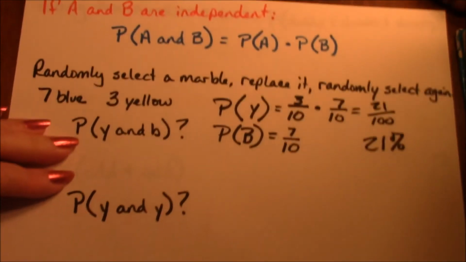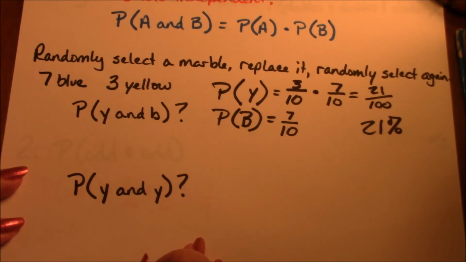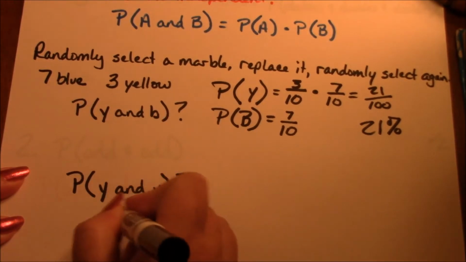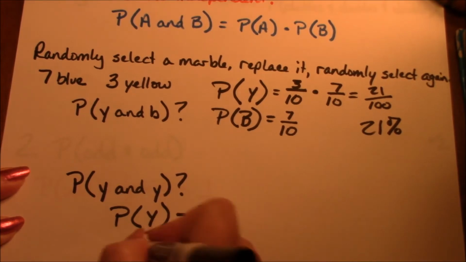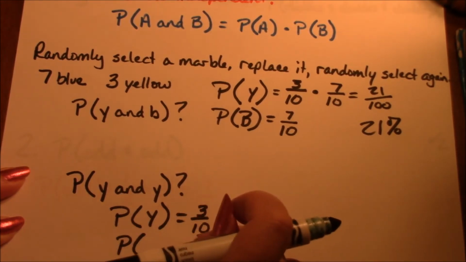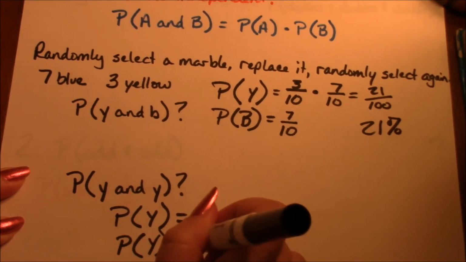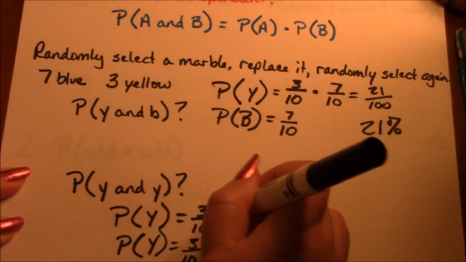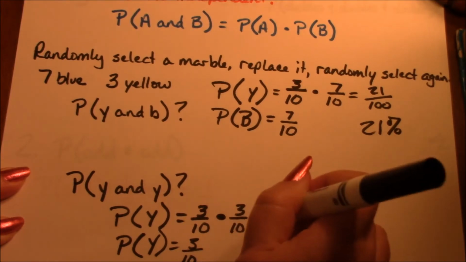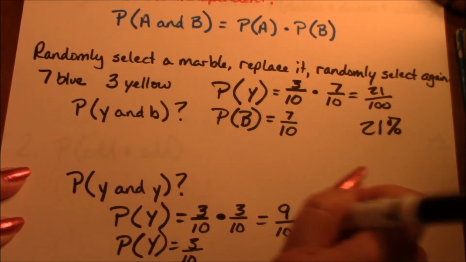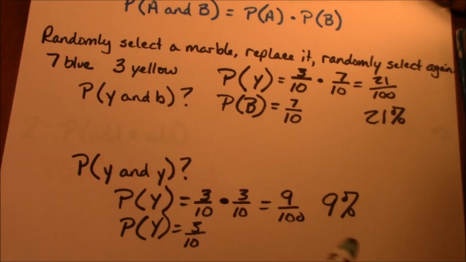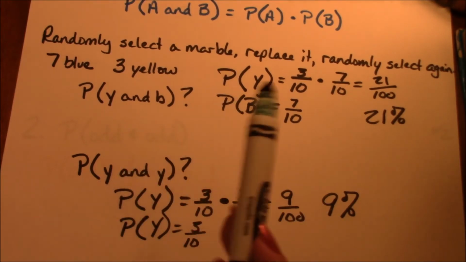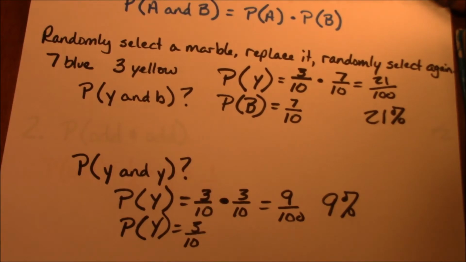What is the probability that I pull a yellow and a yellow? So if I have the probability of a yellow being 3 out of 10, and I put it back, and another yellow is also 3 out of 10, multiply, I'm going to end up with 9 out of 100, or 9%. I have a 9% probability of pulling a yellow, putting it back, and then pulling another yellow.